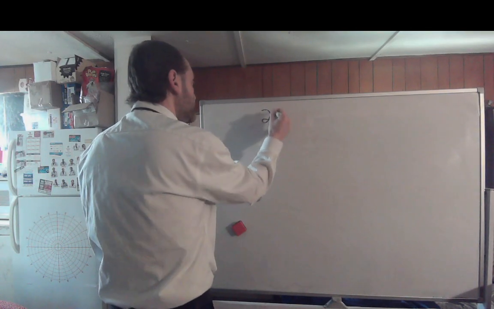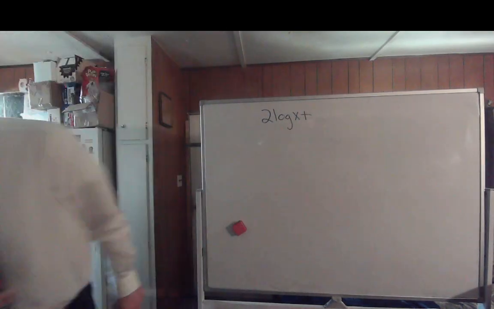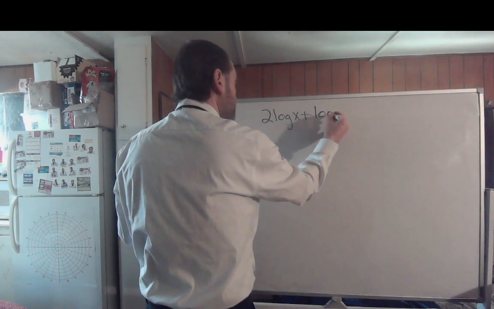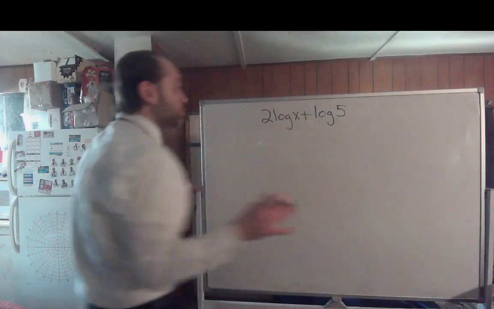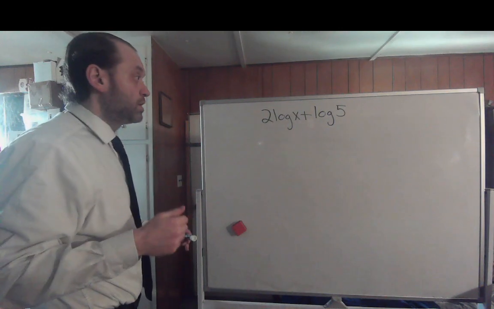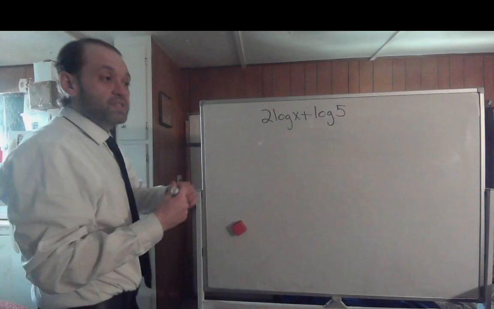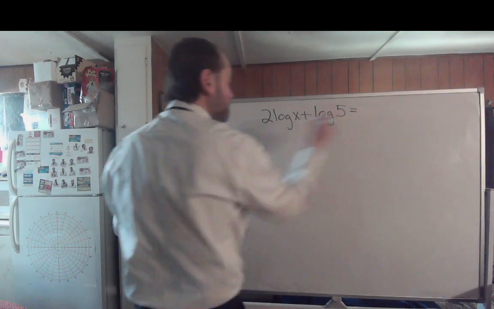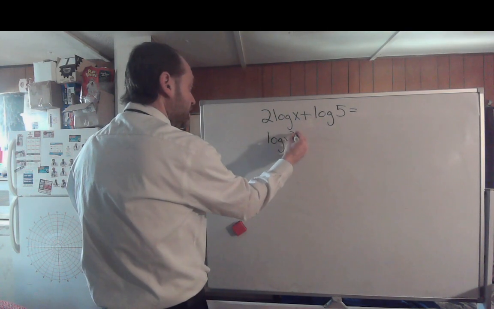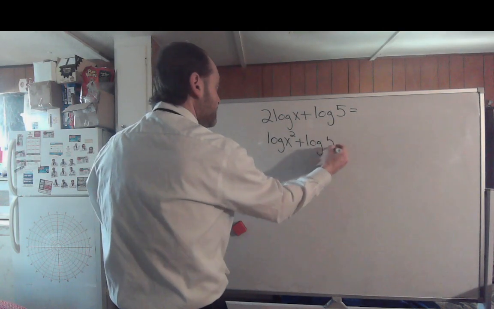Alright, let's see. We have 2 log of x plus log of 5. We're going to condense this into one logarithm. 2 log of x plus log of 5. Well, if you have a number in front of a logarithm, isn't that the same as a power rule? So for the first term, you would get the log of x squared plus the log of 5.